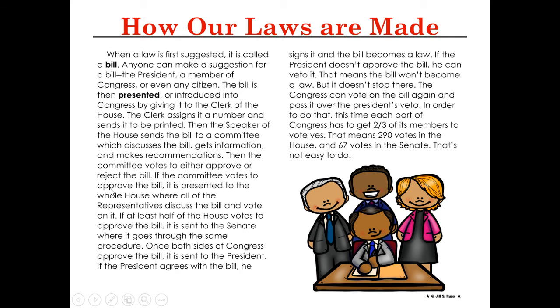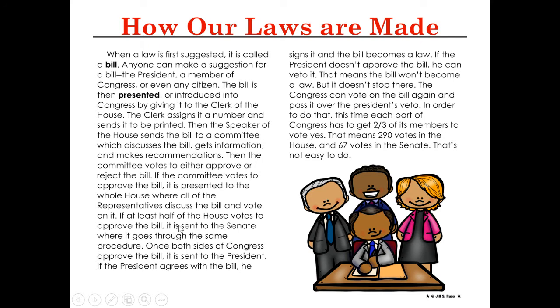If the committee votes to approve it, meaning they like it, it is then presented to the whole House, where all of the representatives discuss the bill and vote on it. So if the small group says yes, then it goes to the big group of the House of Representatives. If at least half of the House votes to approve the bill, so half of the 435 House representative members have to approve it, it is then sent to the Senate, where it goes through the same procedure.